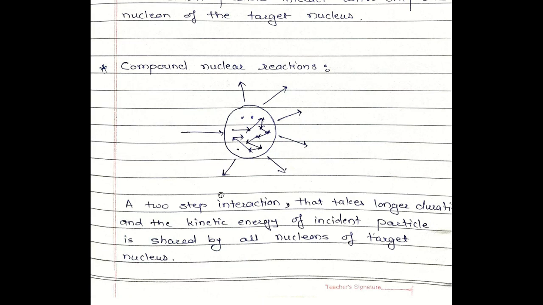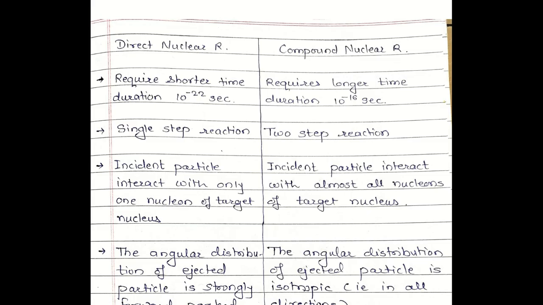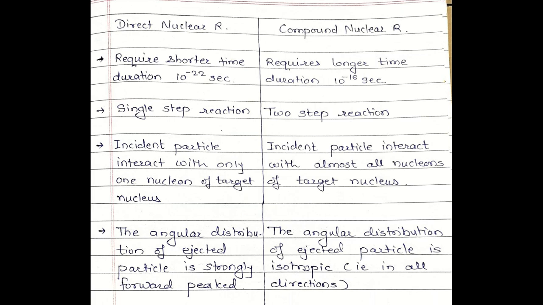And this is obvious because this is not a single-step reaction, but this compound nuclear reaction is a two-step interaction, right? So in this way, the direct nuclear reaction and compound nuclear reaction can be explained. But things will be easier if you do a comparative study of direct nuclear reaction and compound nuclear reaction. This is always very beneficial from the point of view of your exam. So what are the differences between direct nuclear reaction and compound nuclear reaction?